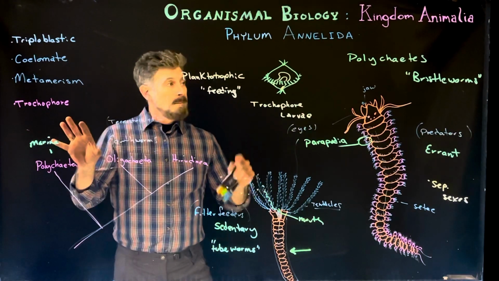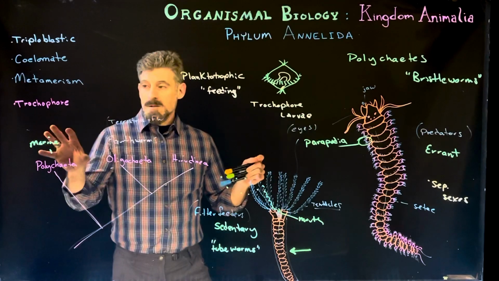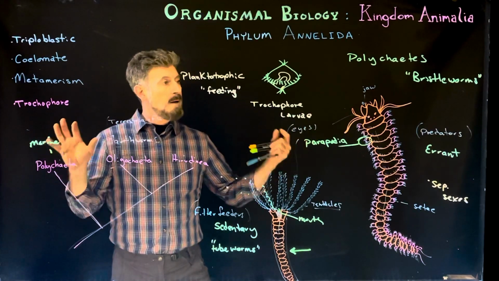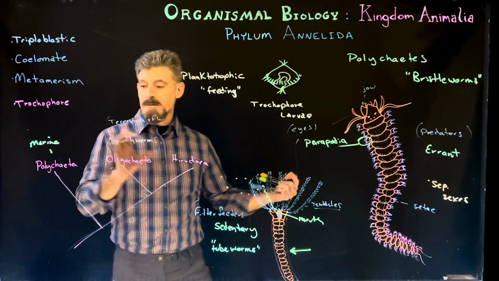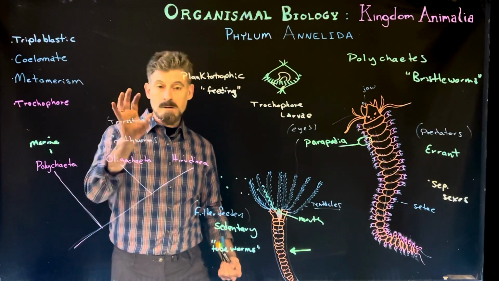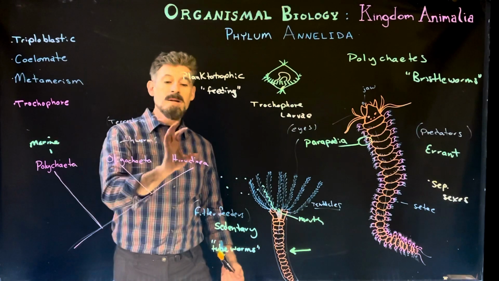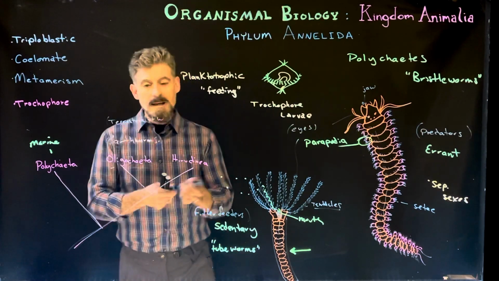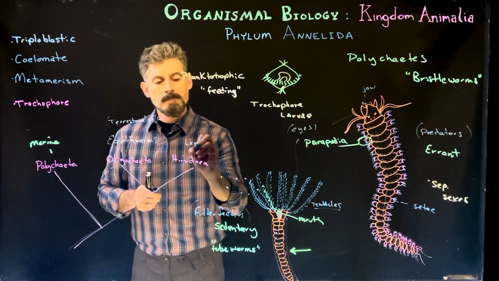So there's a lot more potentially to talk about them, but that's just a little overview of one major group of annelids, called the Polychaetes. Another major group of annelids are called the Oligochaetes, which are the earthworms. And then there's another major group called the Hirudinea, and these are the leeches.